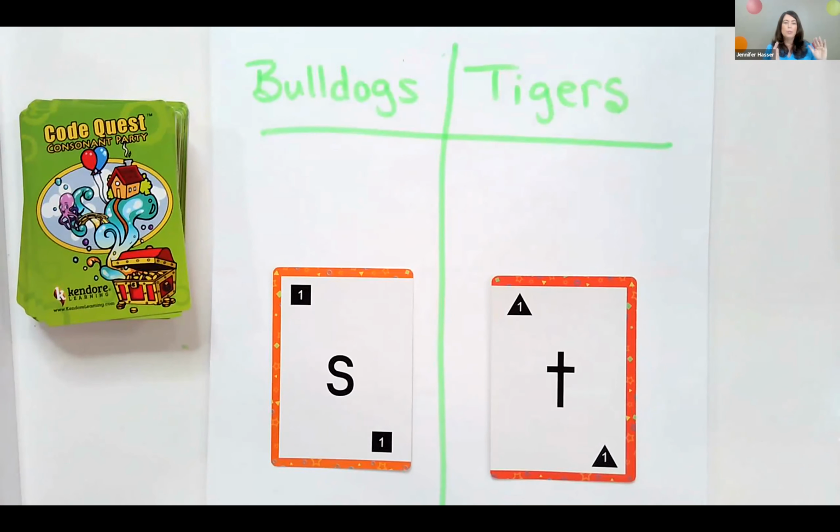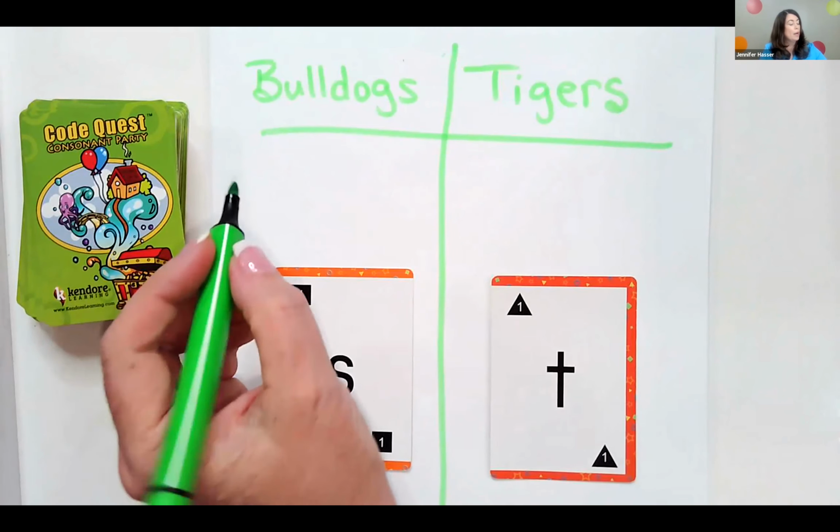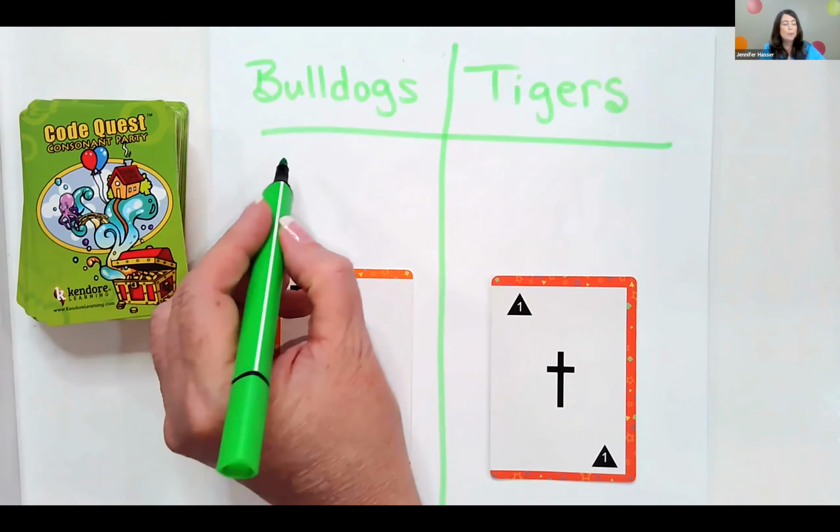So I would say, okay, Bulldogs, you have the letter S and the sound S, and Tigers, you have the letter T and the sound T. You get 1 point per phoneme. So if it was food, and let's say the Bulldogs submitted soup, which is a terrible response, by the way, then we would do it together.